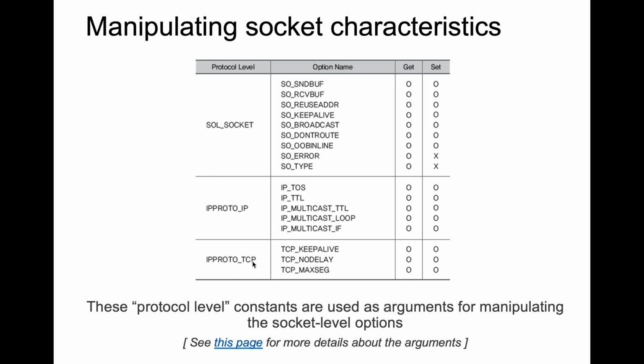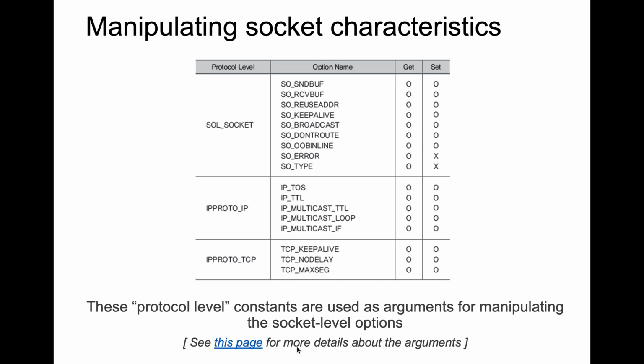And the IP proto TCP level has this kind of keeping alive and maximum segment size. Like I told, the TCP just divides your message into segments. So you can set the segment size. You can modify the no delay option, or how long your segment can keep alive on the network, and so on and so forth. If you want to see more details and more options, then you can just click on this link and see more of them.